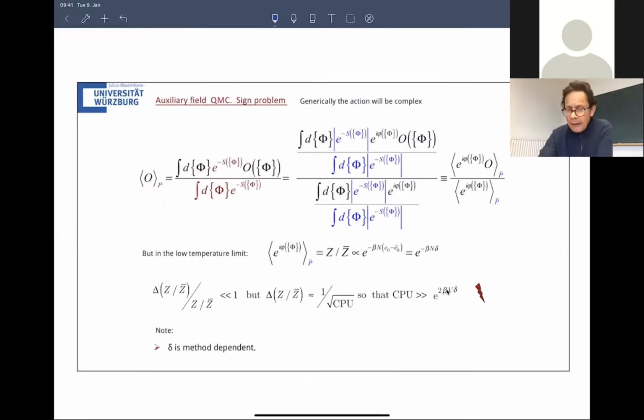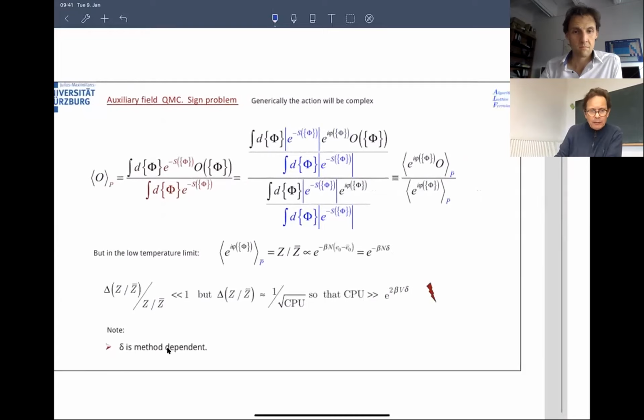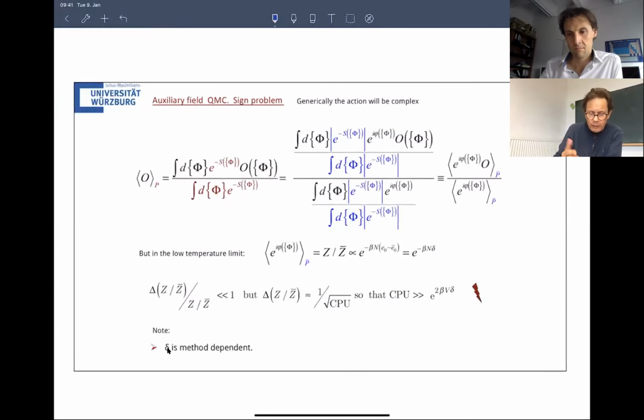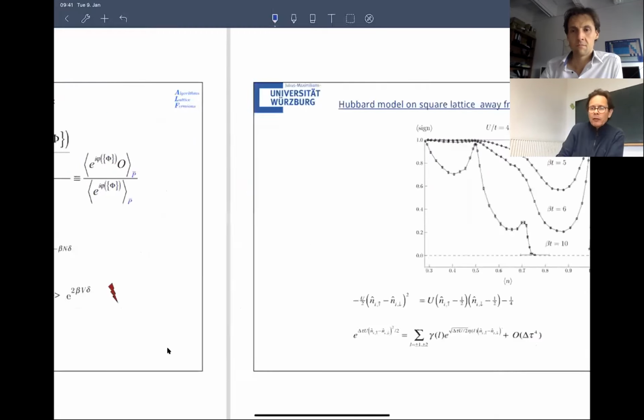That doesn't mean that we cannot access high temperature physics. We can still work with the sign problem. We can do a lot of interesting things with the sign problem, but you will always be limited. It stays an NP-hard problem. Many things are important: delta is method dependent, delta is Hubbard-Stratonovich dependent. It depends on the choice of the Hubbard-Stratonovich decomposition, et cetera. So maybe you can find a formulation where delta is very small and practically solve a problem where you have a sign problem.